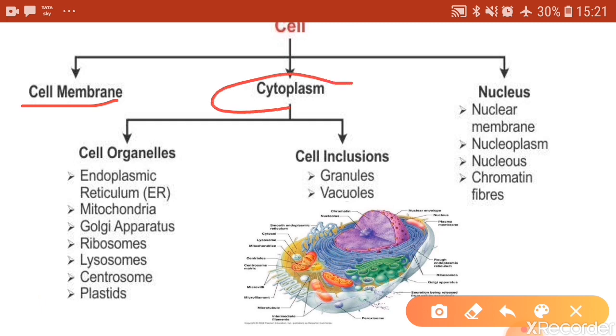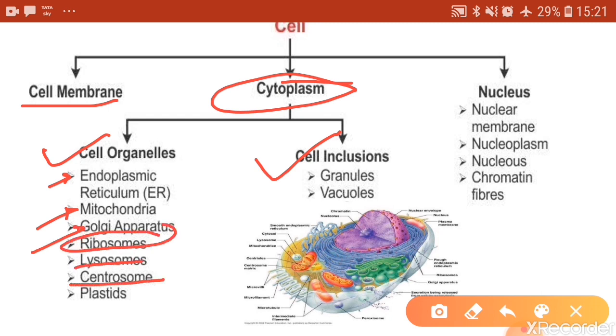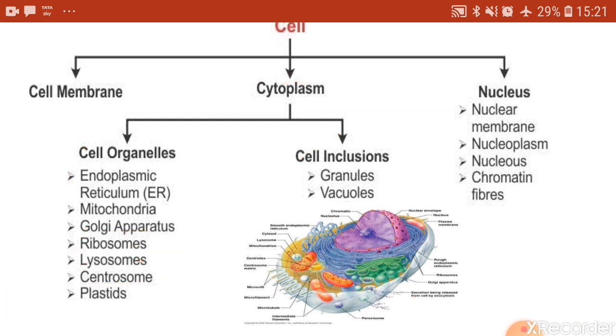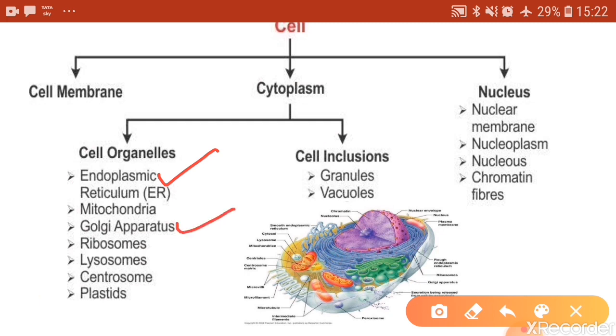Now cytoplasm, as I said to you, the material which is enclosed between the cell membrane and the nuclear membrane is called a cytoplasm, right? So the cytoplasm contains cell organelles and cell inclusions. So cell organelles that are present are endoplasmic reticulum, the mitochondria, the Golgi apparatus, ribosomes, lysosomes, centrosome and plastids. And of these organelles, the endoplasmic reticulum, the Golgi apparatus and the lysosomes are bounded by single membrane, whereas the plastids and the mitochondria are surrounded by two membranes.